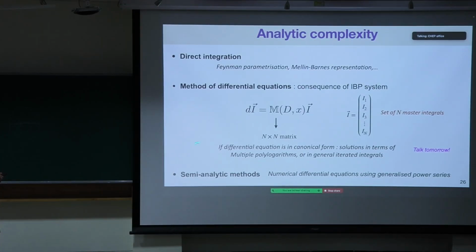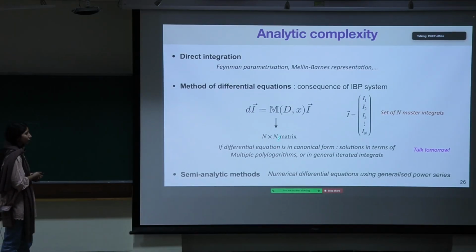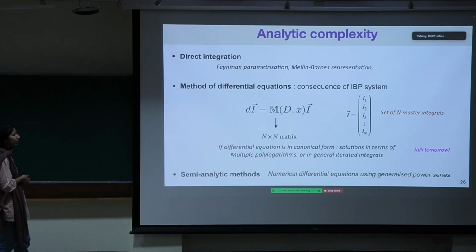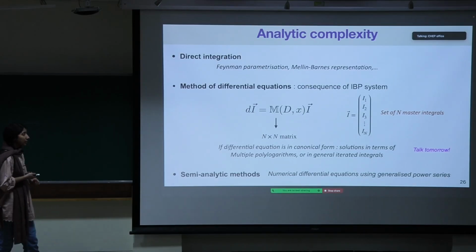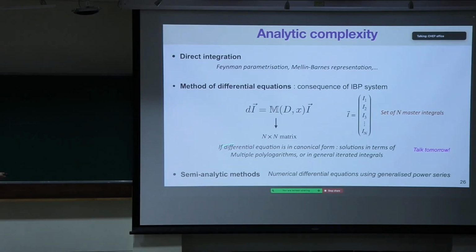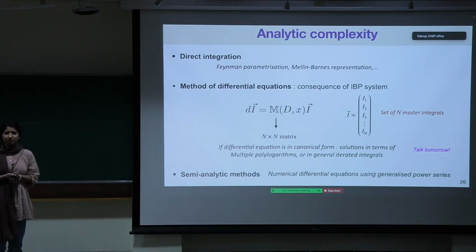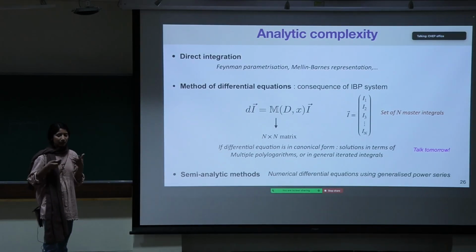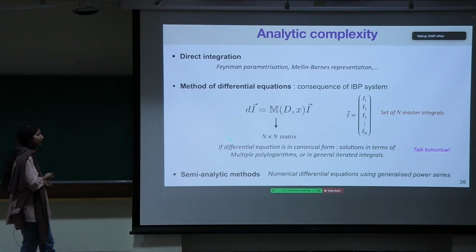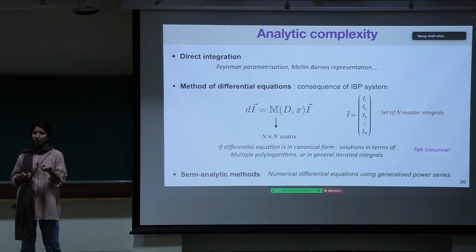But it has been found that if we can write this differential equation in a peculiar form, which is called a canonical form, where we can factorize the complete dependence on the dimension of the problem, then it is a well-known problem. Those differential equations have a solution in terms of iterated integrals, or we can express them in terms of generalized polylogarithms. That is what I meant by the basis integrals. If we choose a good set of basis integrals, probably we can express the differential equation in a canonical form.